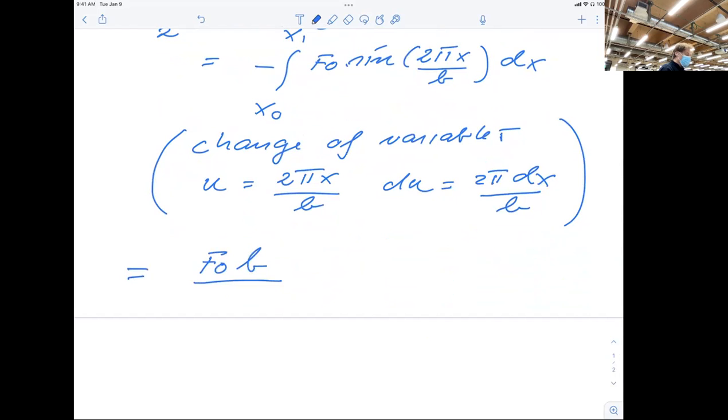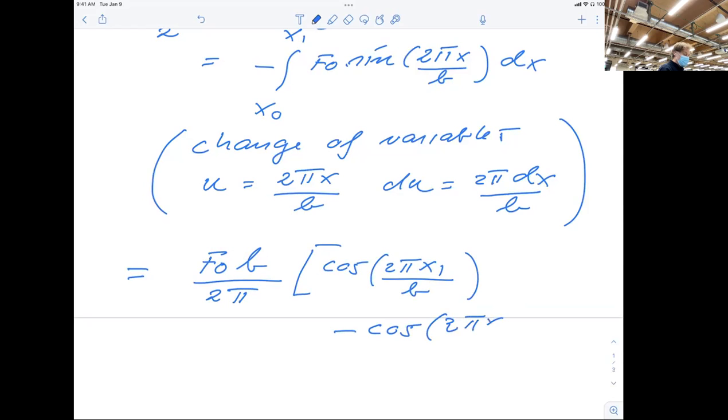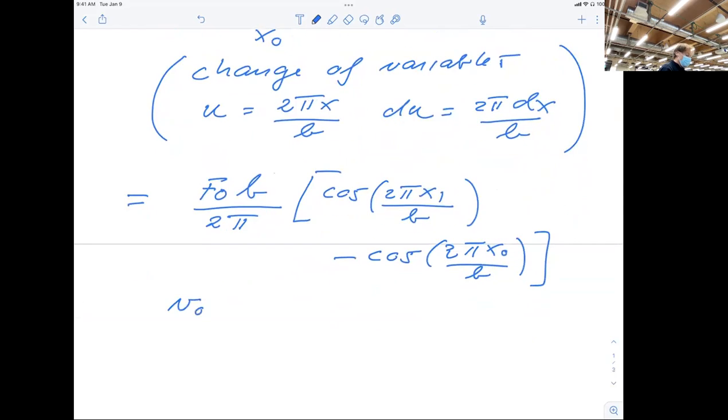And then we know that when we integrate sine, we get minus cosine. And since we had minus in front of the integral, it becomes plus cosine. So we would have a cosine of 2 pi multiplied with the final position divided by b, and this is minus a cosine of 2 pi x0 divided by b. And since we put x0 equal to 0, this is a cosine of 0, which gives us 1. And then we also put v0 equal to 0 and x0 equal to 0.